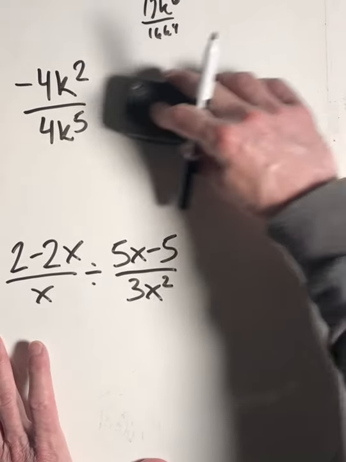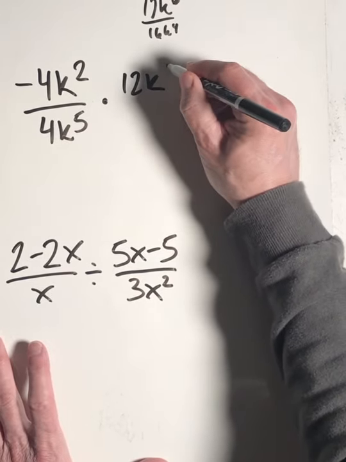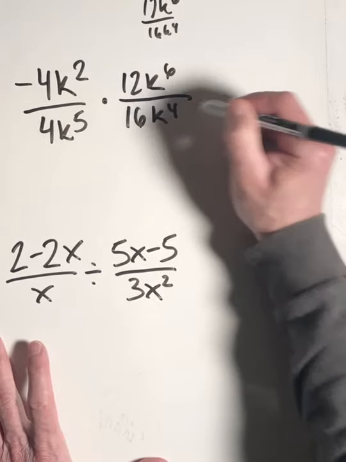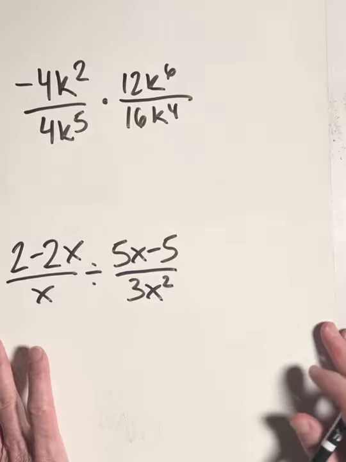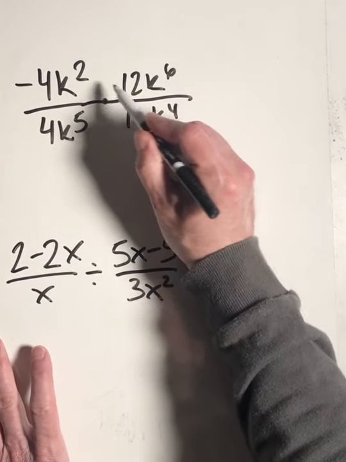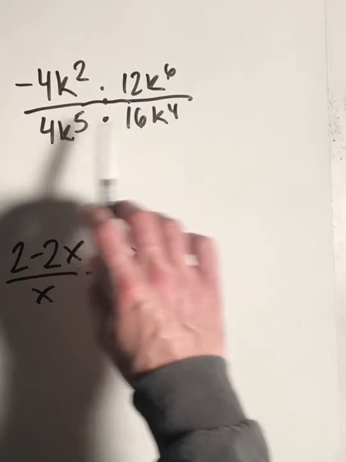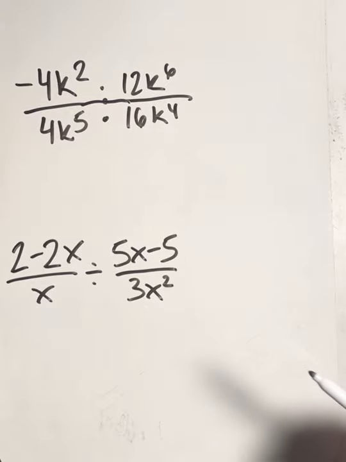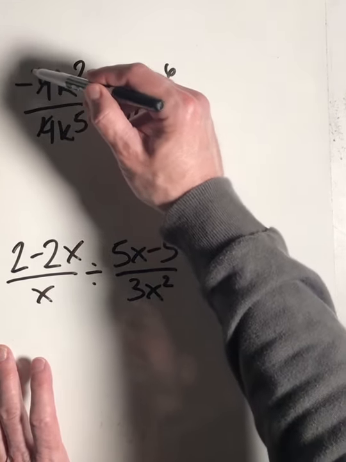So the first thing I'm going to do is rewrite this as multiplication. So 12k to the sixth divided by 16k to the fourth. Now I'm just going to treat it as multiplication as we did before. I'm going to extend the fraction bar. Realize that I'm just multiplying everything up here times everything down here. But I'm going to look to cancel factors as much as I can. I have a -4 and a +4, so these are going to cancel to just a -1.